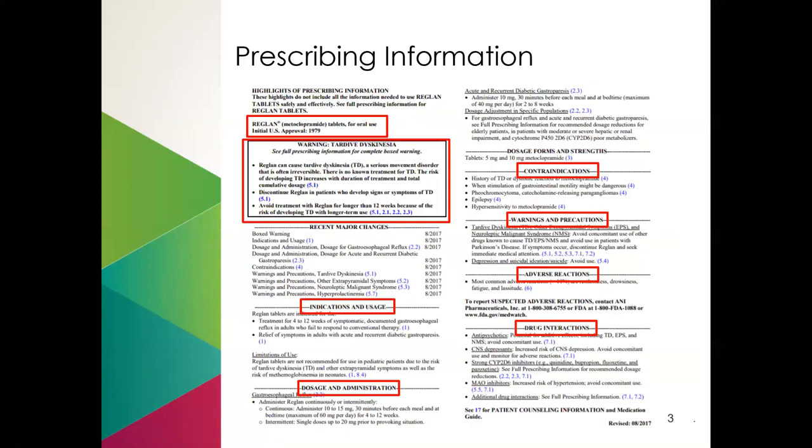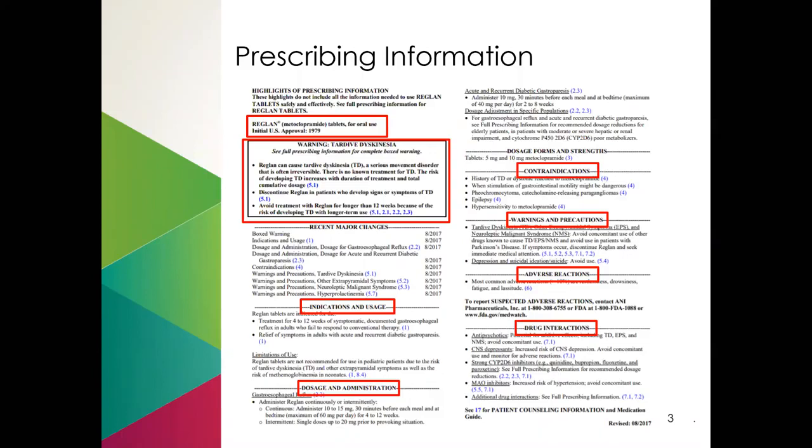Right after the name of the drug, you see any black box warnings that it has. So a good way to check if a medication has a black box warning is to go find the prescribing information because it'll be right up front. And then it also has all of the FDA approved indications summarized.